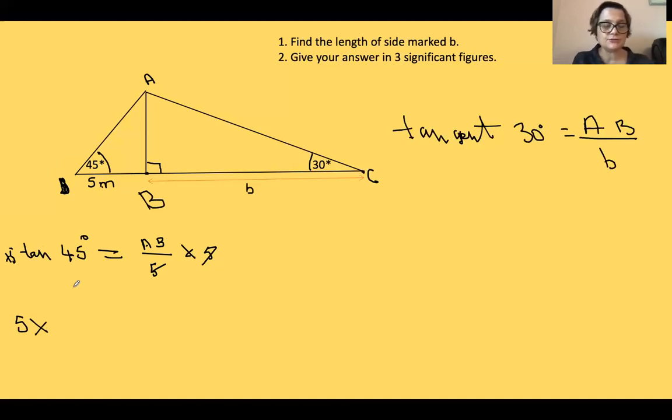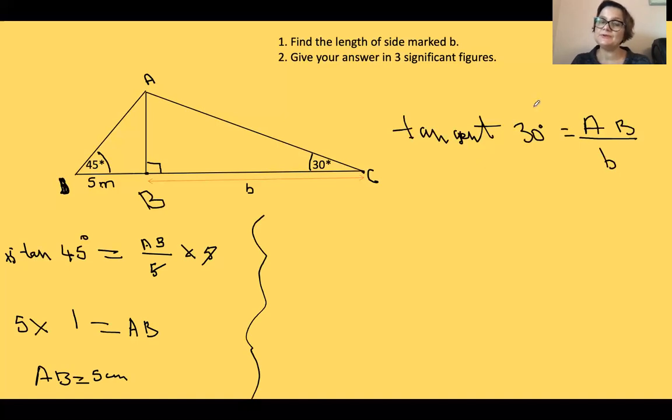Again, I'm going to need my calculator. I click tan 45 equals. The answer is 1. So 5 times 1 equals AB, right? So side AB is 5 centimeters, or AB equals 5 centimeters. And now I found AB, I can simply substitute in my very first formula that I used. So I'm going to have tan 30 equals 5 over B.